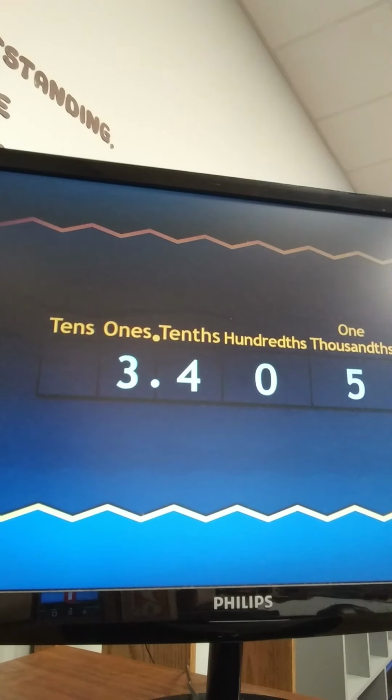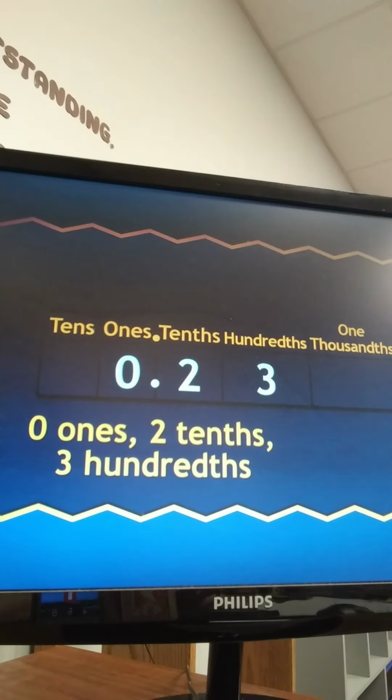3 and 405,000ths. 25 and 31,000ths. 23/100ths. That would be 0 ones, 2/10ths, and 3/100ths. And as a fraction, we would write it as 23 out of 100.